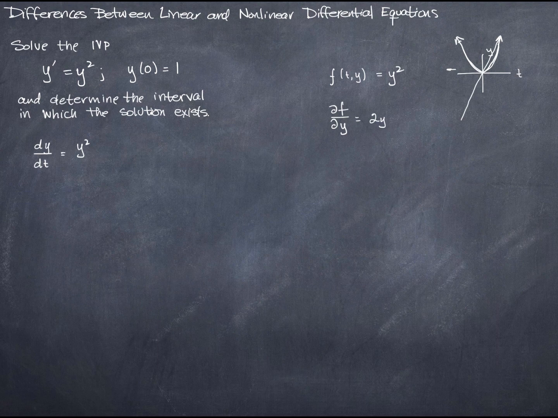The next criteria is that a point t naught, y naught is in that rectangle, and that point t naught, y naught is given by our initial conditions. I could write it this way, or I could write it 0, 1. And there's my t naught, y naught.